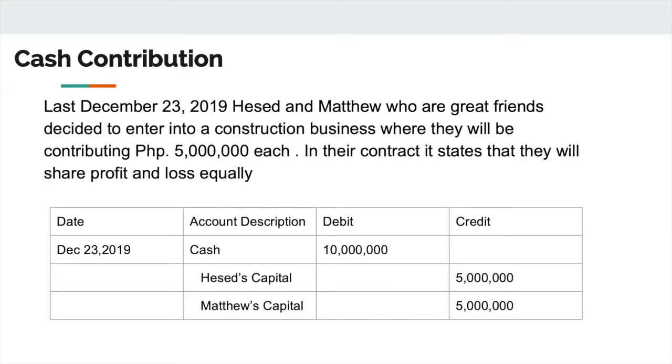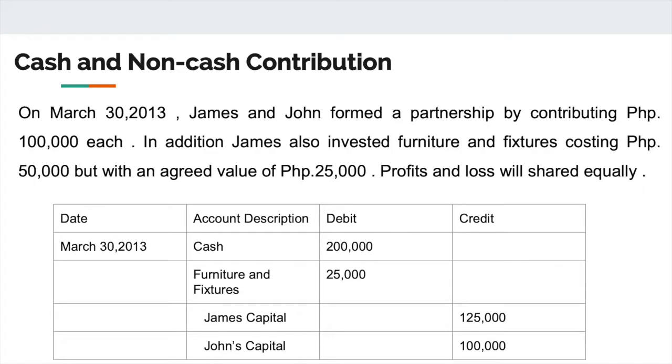Another cash contribution by Hesed and Matthew. Like before, they contributed 5 million each, which states that they will share profits and loss equally. So cash 10 million, they both invested 5 million, so their capital will be 5 million.